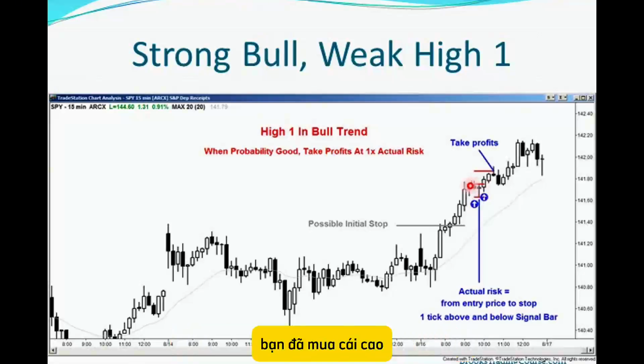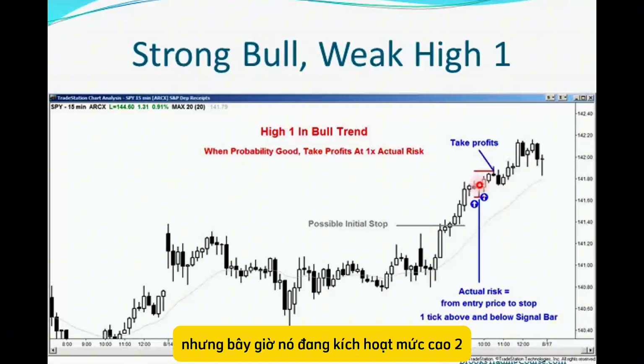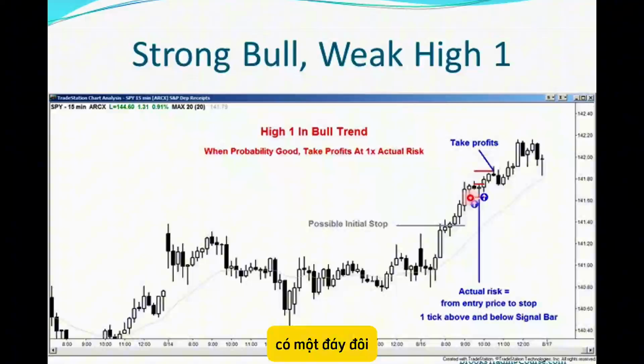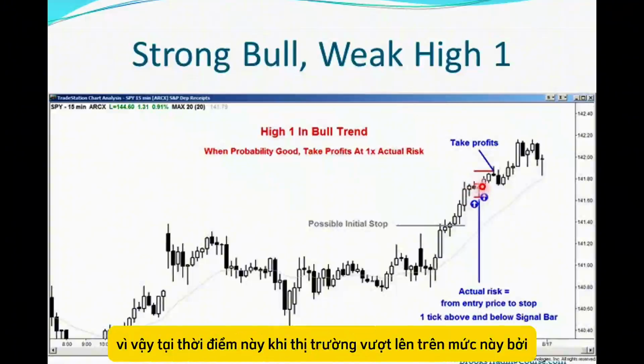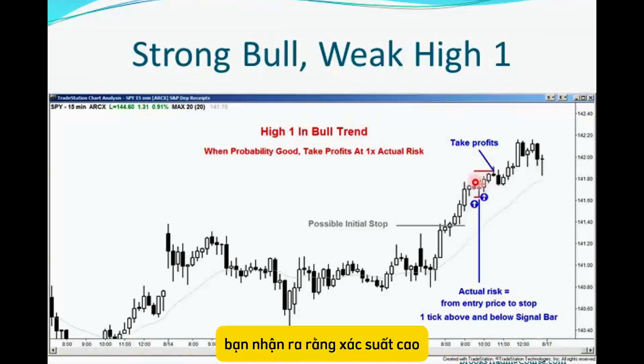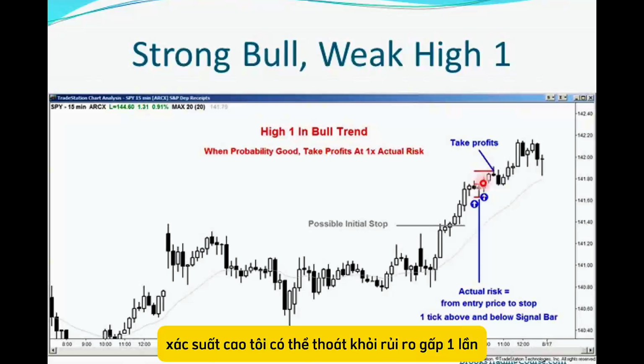Right, you bought the high 1, but now it's triggering a high 2, and in a bull trend, that's a higher probability bet. There's a double bottom. This doji bottom, it went up and then down again. So at this point, as the market goes above this buy, you realize that the probability is high that the trade will be successful. At that point, you can say, okay, high probability, I can exit at 1 times risk.